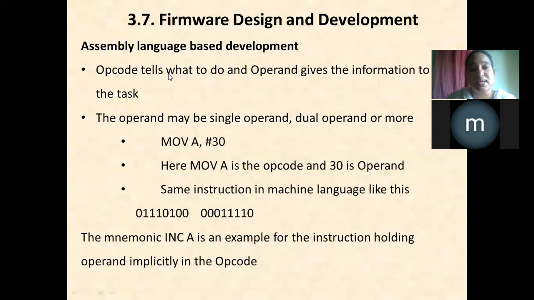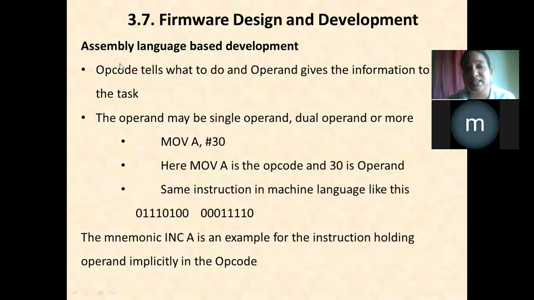This assembly level language is processor dependent. For each processor, the mnemonics are different. We should know the mnemonics of the particular processor which we are going to use in our application. That language mainly has two parts, opcode and operand. Apart from this, it may also have labels and comments, which we are going to discuss in the next slides. Mainly, it should have the opcode.